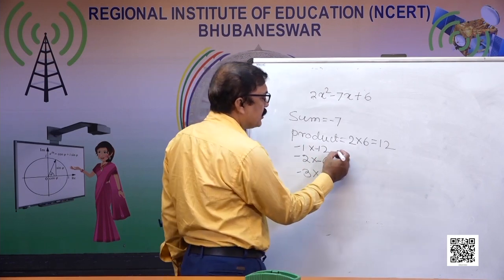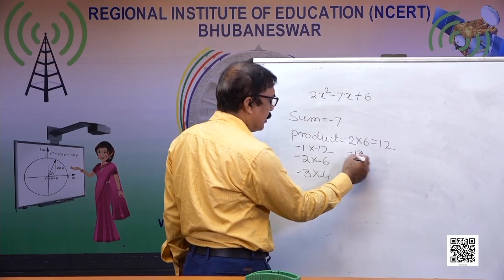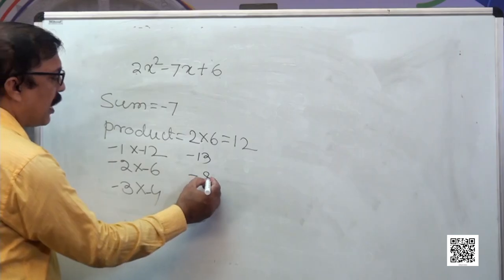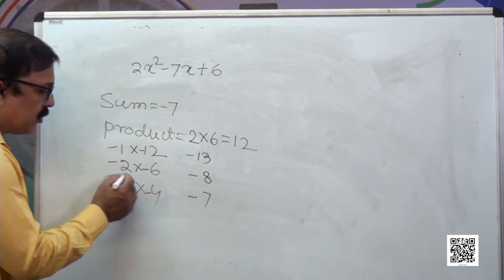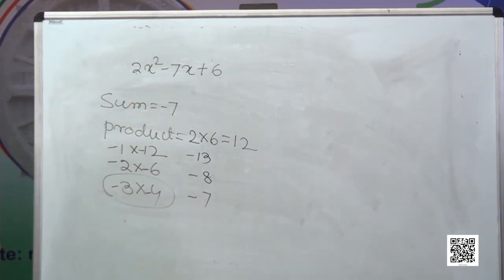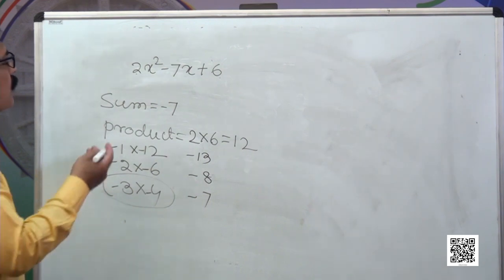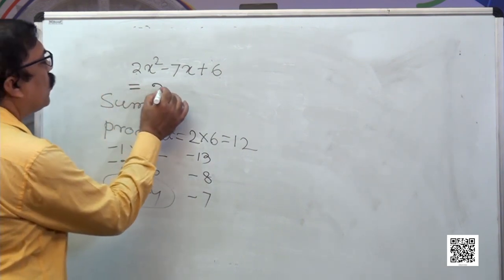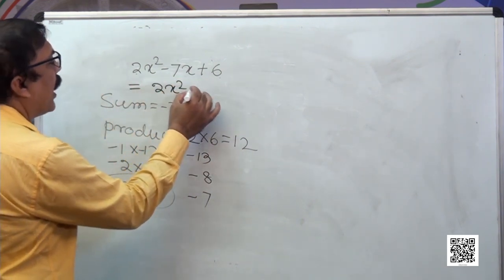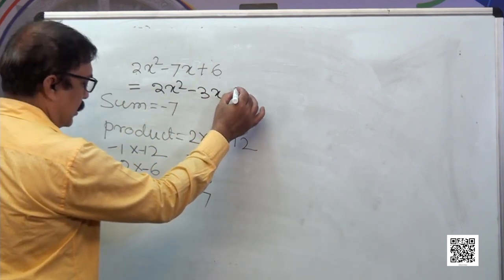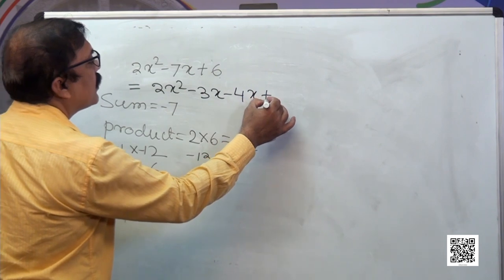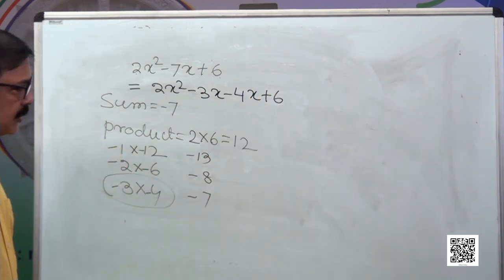So in this case, the sum is minus 13. In second case, it is minus 8. In third case, it is minus 7. So this is our choice. We can take minus 3 and minus 4. So we can write 2x square minus 3x minus 4x plus 6.